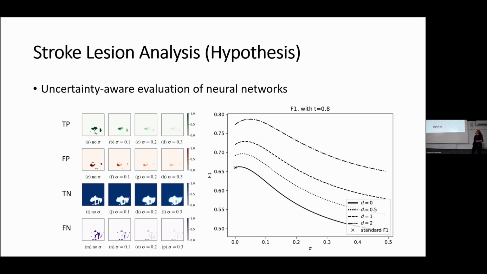And then you can manipulate those functions and have these damping factors, and the higher the damping factor, the more you're not considering uncertain values. And then you see how those evaluation functions of the neural networks are changing.